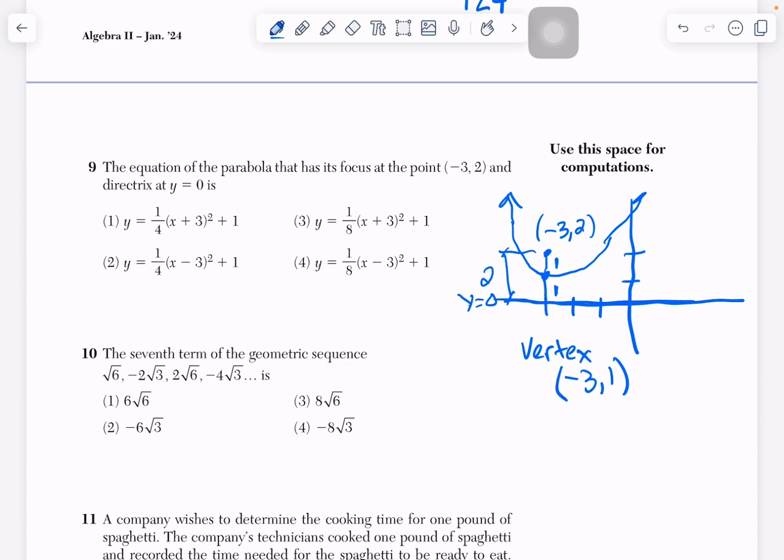Okay, so now look at your choices. And remember, you have to change the sign of the x. These are all in vertex form, all of these choices. So you have to change the x and keep the sign of the y. So these 2 are okay right now, 1 and 3. And these 2 are not okay because they didn't change the sign of the x.